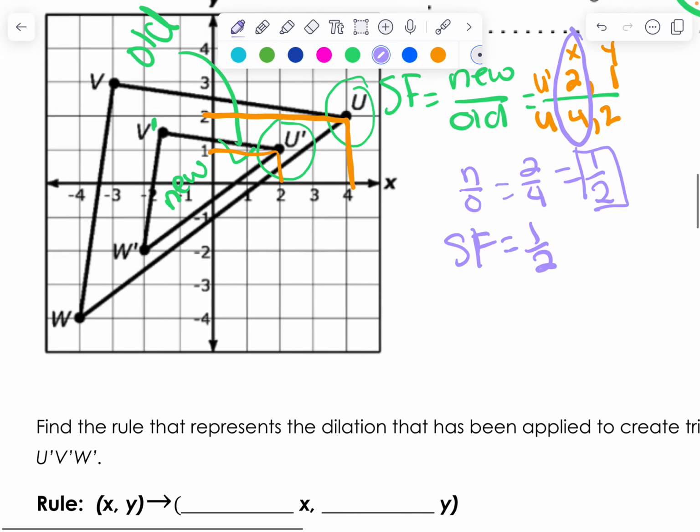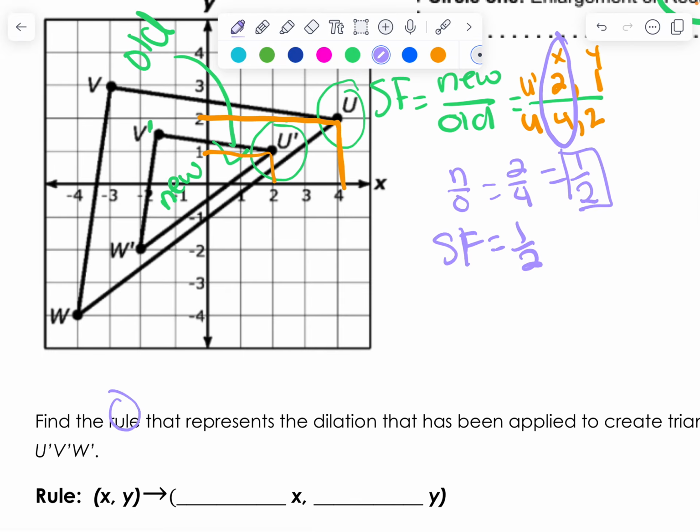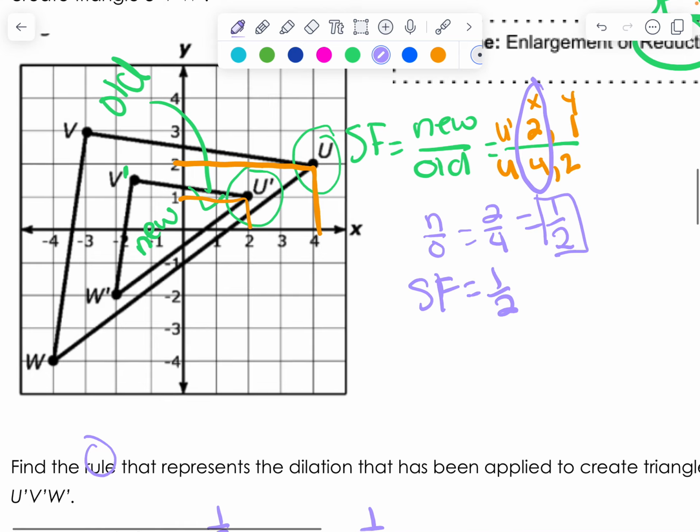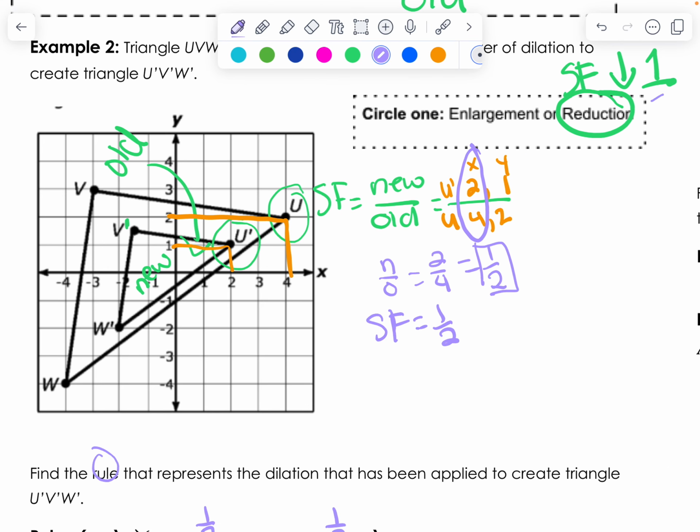If I look over here, it says write the rule. So my rule is 1/2 times the X and 1/2 times the Y. And then we said that it was going to be less than 1. So is 1/2 less than 1? Yes.